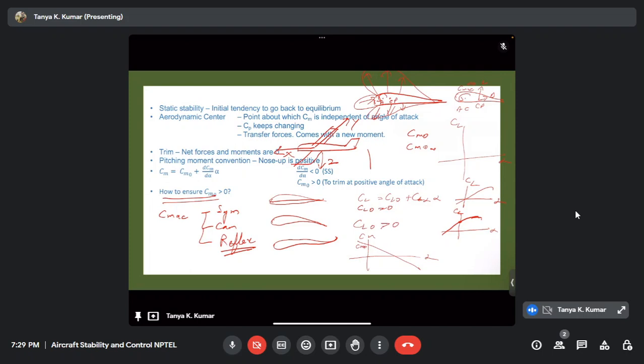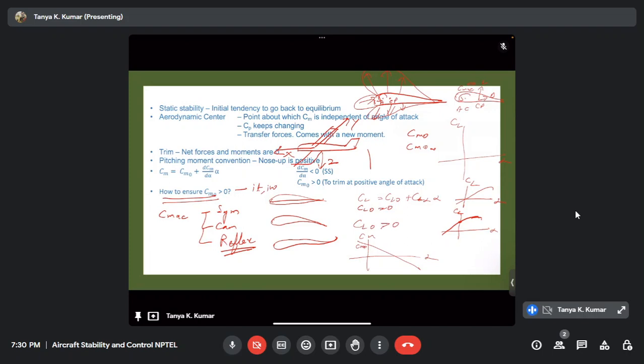So if you add a tail to this wing configuration on the aircraft, that would also contribute to some Cm naught or Cm alpha, right? So if you set your tail in such a way that it compensates and overcomes the negative Cm naught, you will get a positive Cm naught. Okay, so you arrange the tail setting and the wing setting angle such that you can get a positive Cm naught. Now let's come back to the original question.